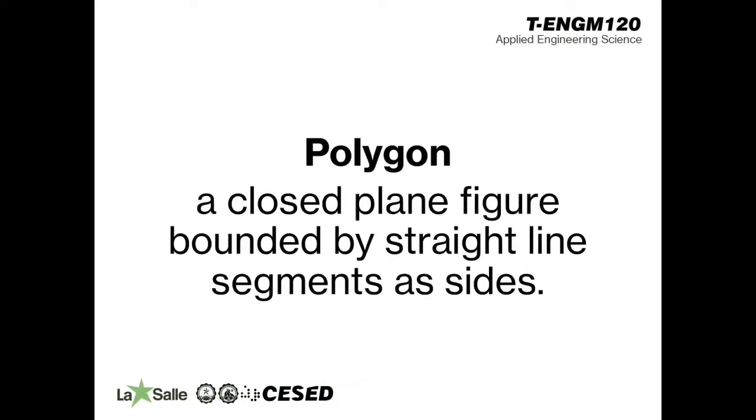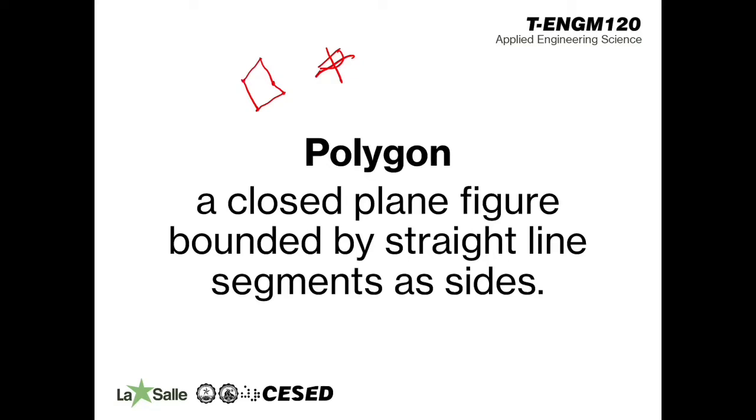The first one we'll discuss is the polygon. Let's recap. A polygon is a closed plane figure bounded by straight line segments that serve as its sides. Polygon has been there since elementary and senior high. It's simple. It should have straight lines, bounded by straight lines, so there should be no curve. And it should be closed. Okay?